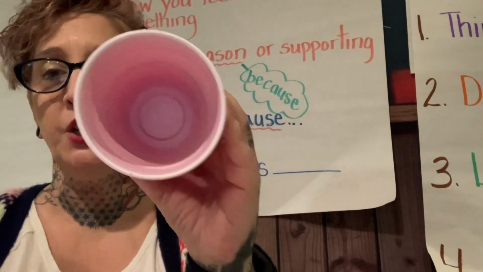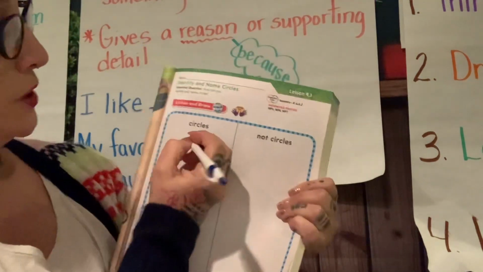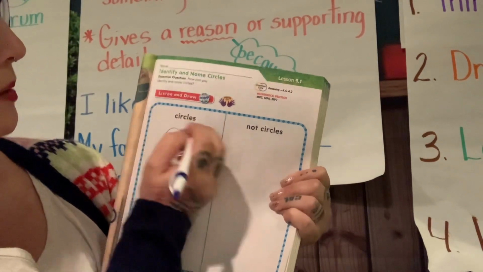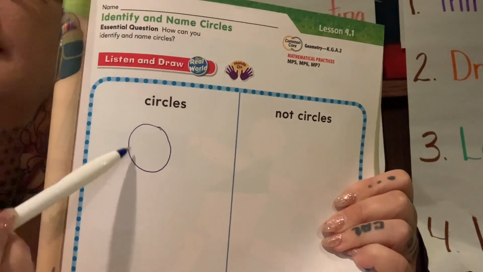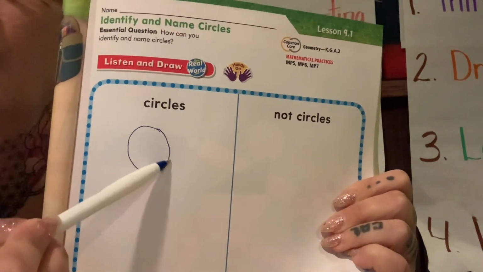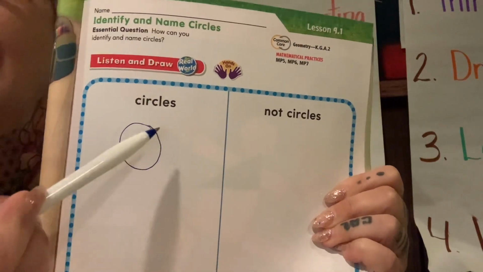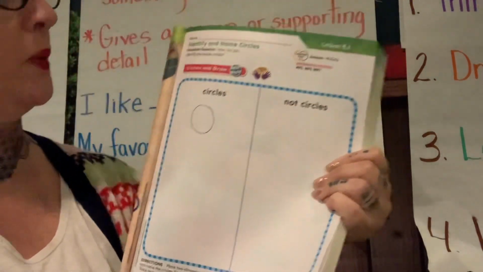Okay, so I'm going to draw, and I want you to follow along with me. This side said circles. So I'm going to draw around, just like we showed you on the bottom of that cup. Okay, here's a circle. There are no sides. It just goes around in a curve, and then it meets back up. Okay, it doesn't have any corners. No straight sides, okay?